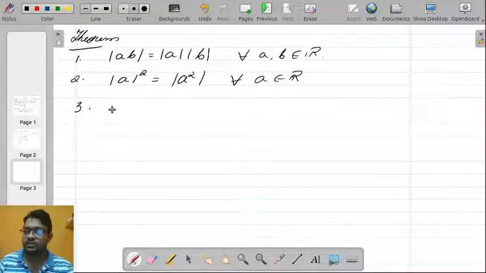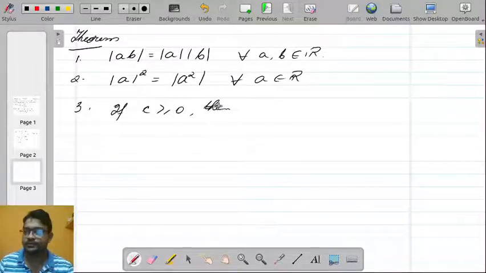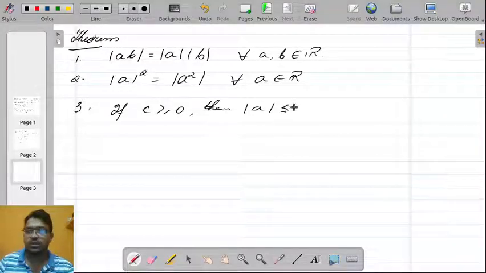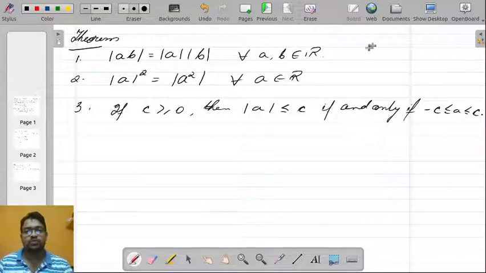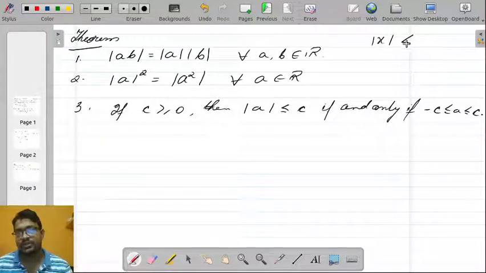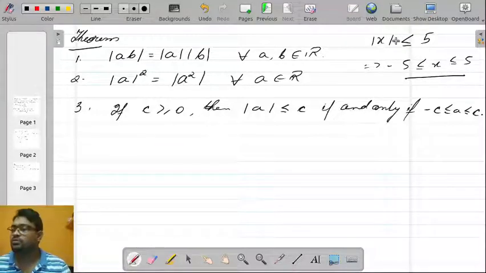Number 3 is if c is greater than or equal to 0, then mod a is less than or equal to c if and only if minus c less than or equal to a less than or equal to c. So this property we will always use. If we have something like mod x is less than or equal to 5, this actually means that x lies between minus 5 and plus 5. So this is what we'll prove.